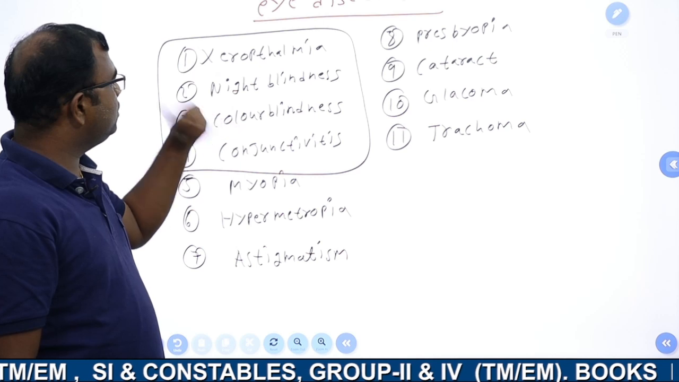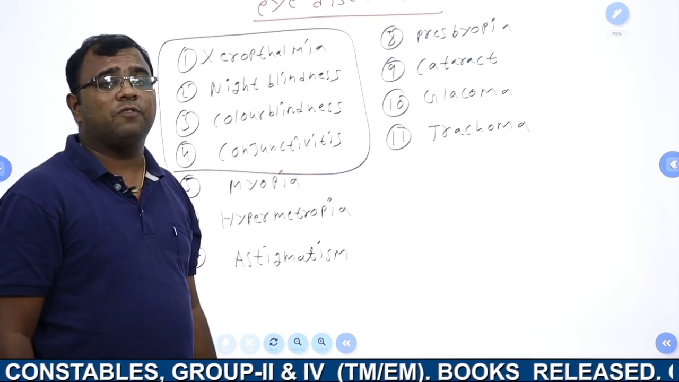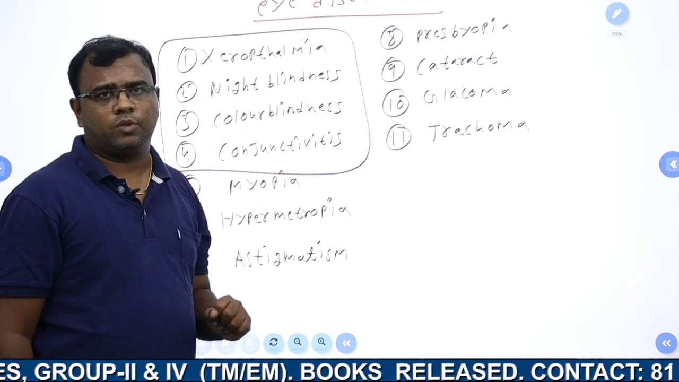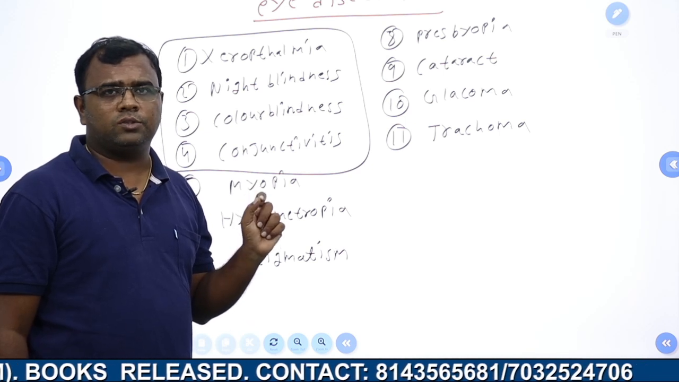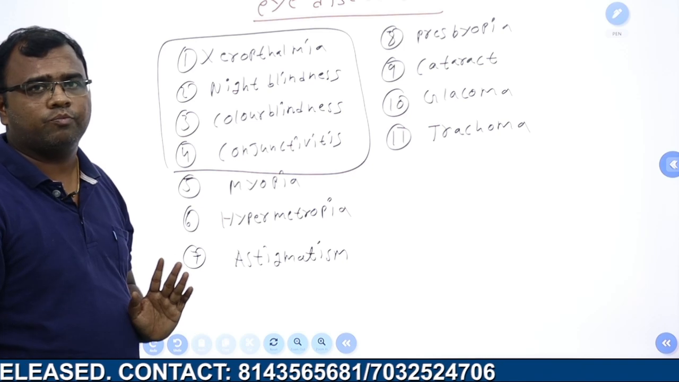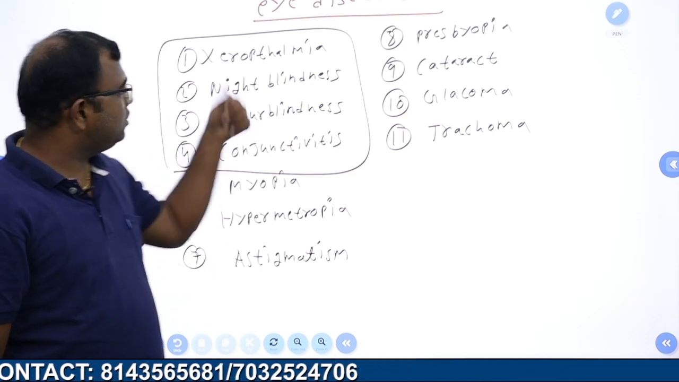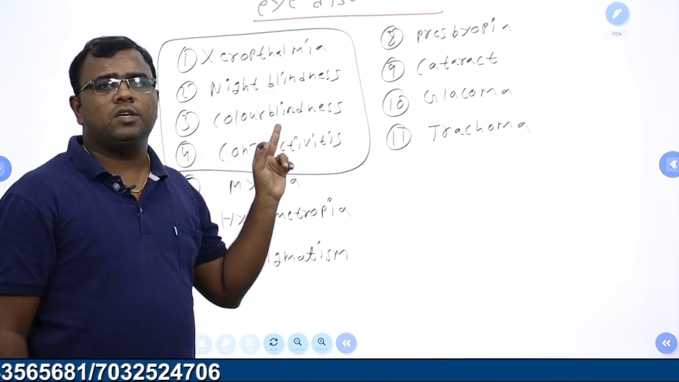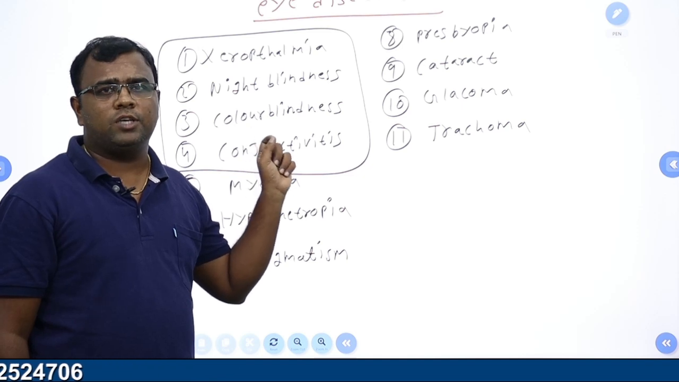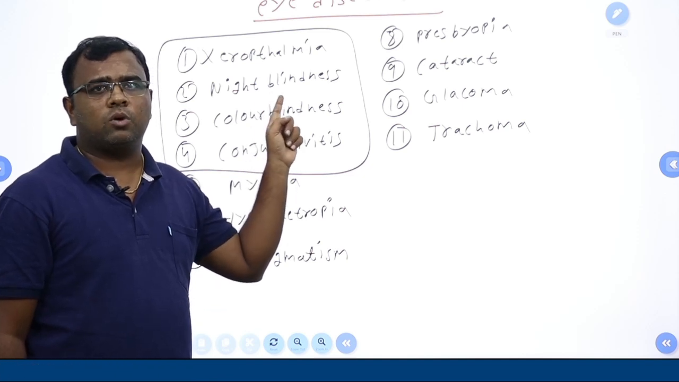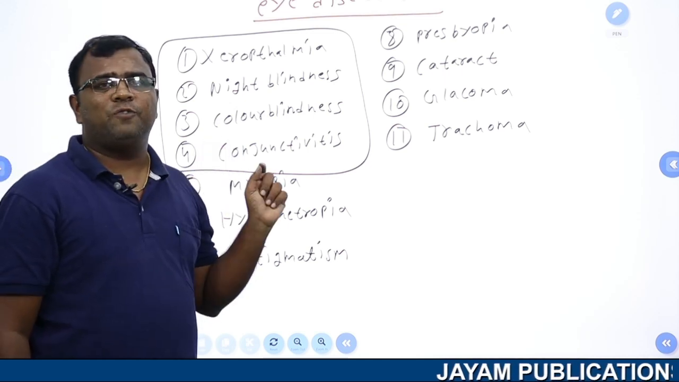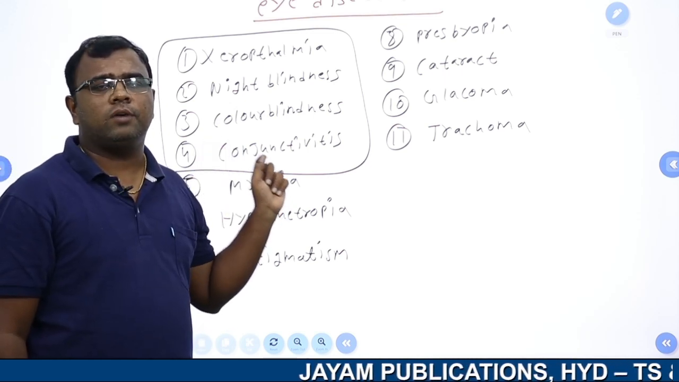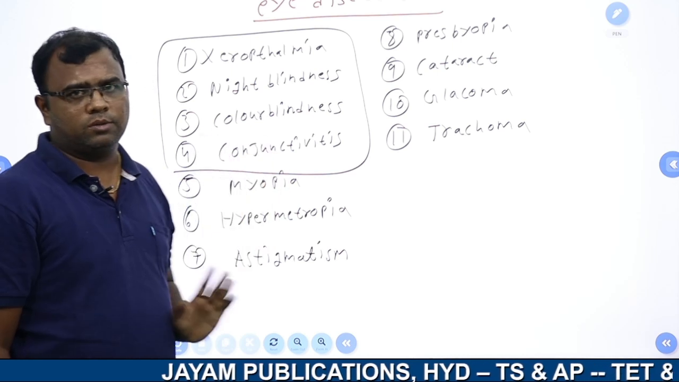The giraffophthalmia disease is caused by the deficiency of lacrimal glands. The night blindness disease is caused by the deficiency of rhodopsin pigment. Color blindness: the deficiency of iodopsin pigment causes color blindness disease.